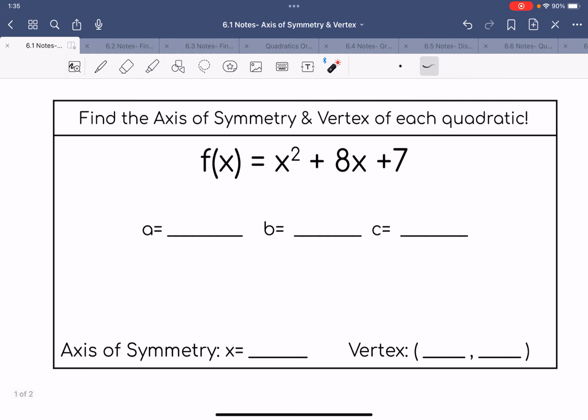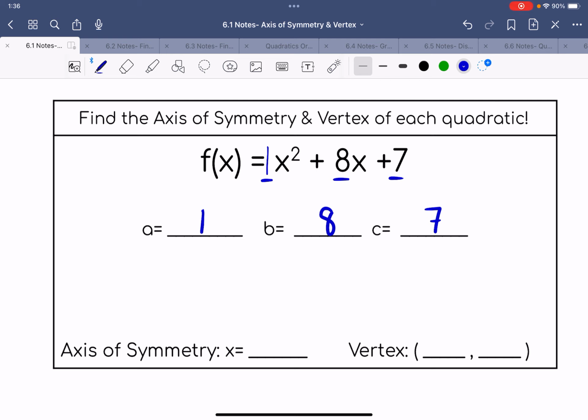Okay, so our first example here, we've got f of x equals x squared plus 8x plus 7. I'm going to go ahead and put an imaginary 1 in front of this x squared as my coefficient. And then we have lines here for us to write down a, b, and c. So in this first problem, our a value is 1, our b value is 8, and our c value is 7. That just comes from here.